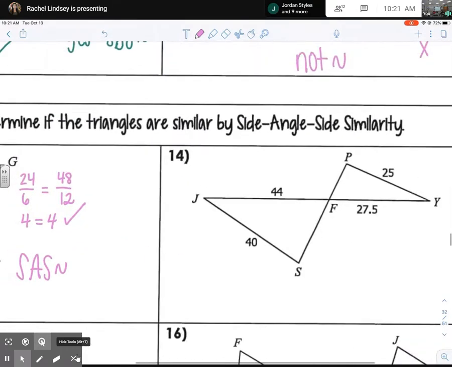Okay, now on number 14, I do have that pair of vertical angles, and I need both sides that touch that angle. So that means I need that 44, and I need this side, I need this side, and I need that 27.5. Do I have enough information there to prove side angle side? No. See where my two empty circles are? I have to have those things in order to prove by side angle side. If I do not have that, then I cannot prove them similar, so that would be not similar.